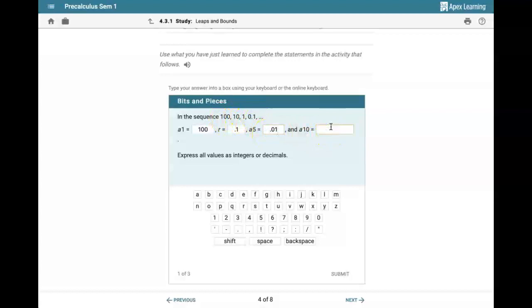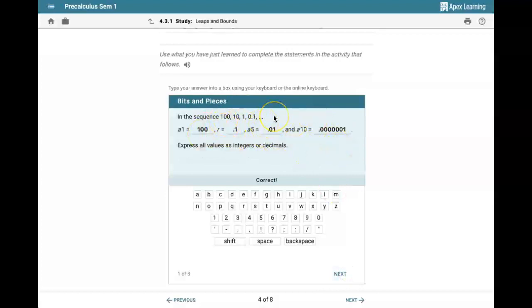And then our 10th term would add a couple more zeros to that. So we would end up with 0.1, 2, 3, 4, 5, 6. And when we submit, there's our answers. I knew this because if you understand how decimals work, I just move the decimal place 1 over each time.